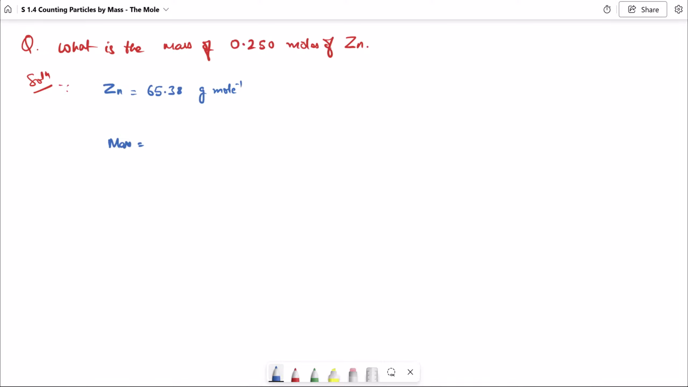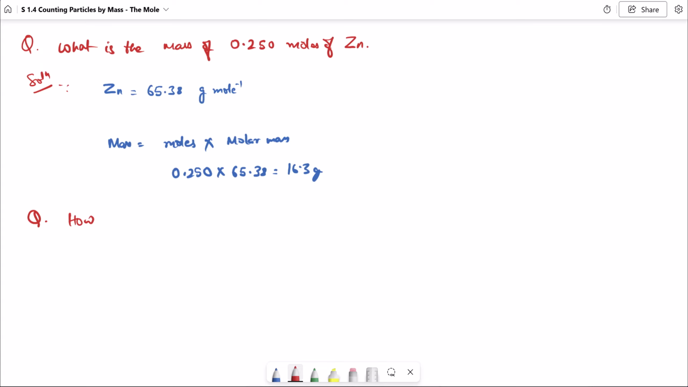How to calculate? Moles times molar mass, right? So moles is given in the question, 0.250, multiply with 65.38, which will come around 16.3 gram. Right? In this way you can calculate. One question will be like this. Let me practice one more question.